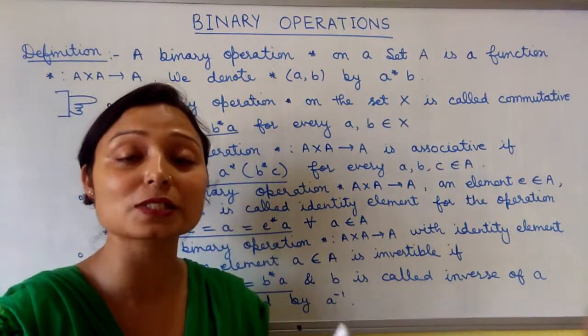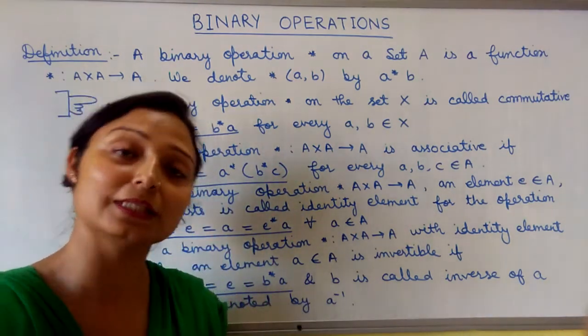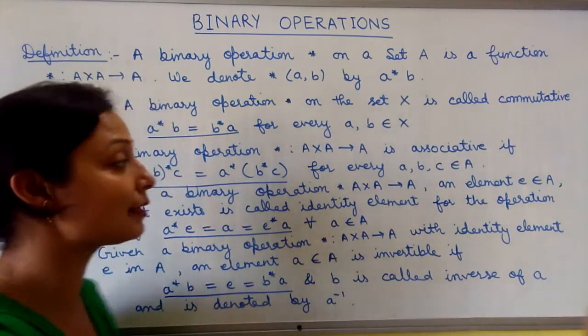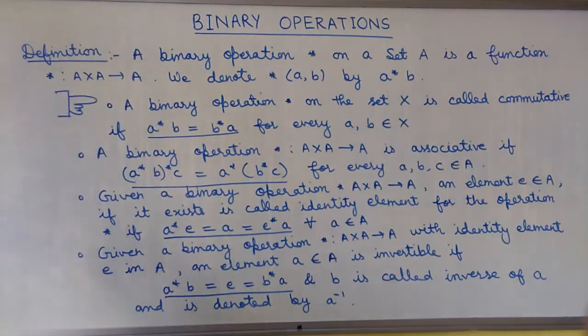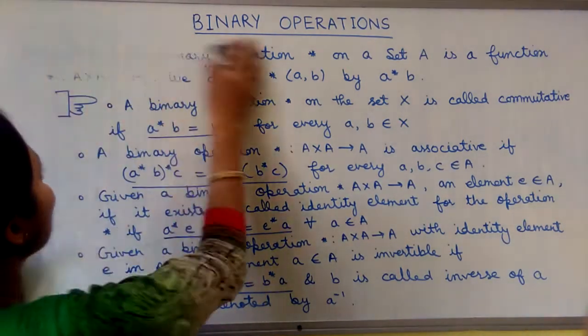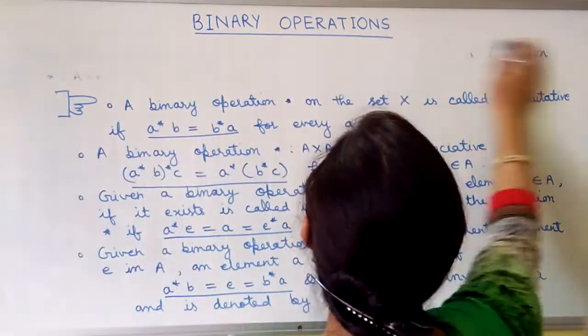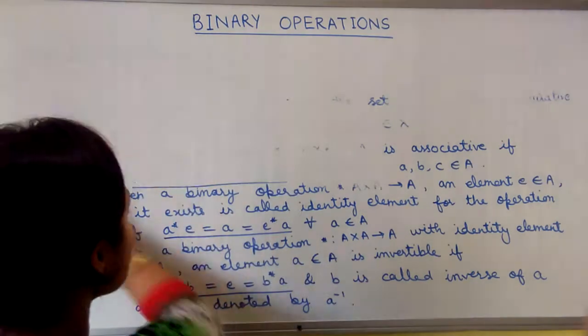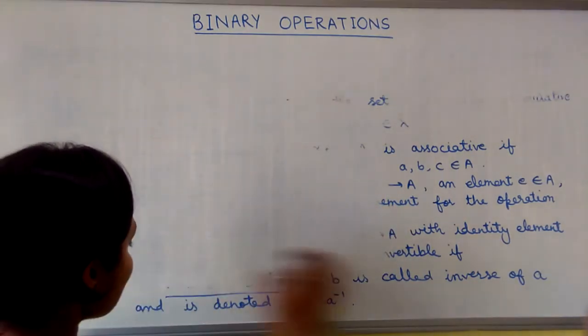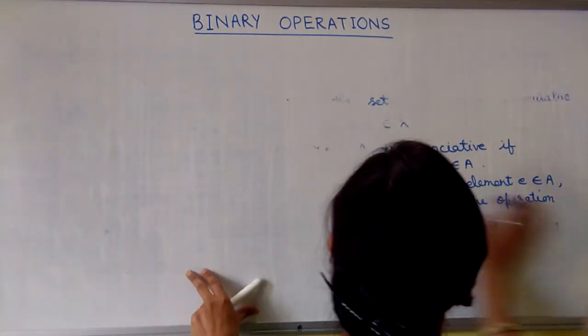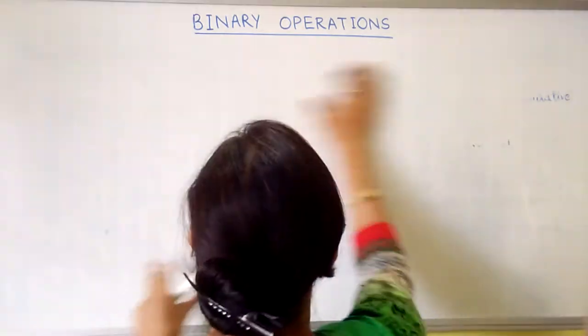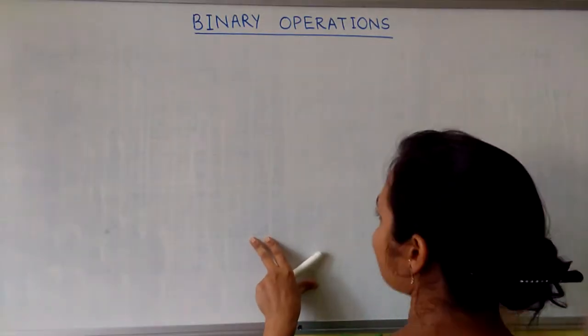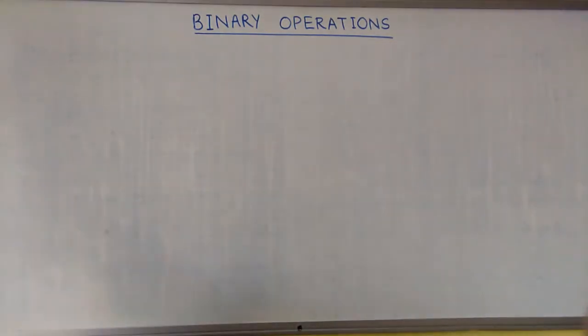But how can we solve questions on binary operations? Let's start. Before starting the questions, I will tell you one formula, for the number of binary operations. How can we find the number of binary operations? There is one formula, and by using that formula we can find only the numbers. What is that formula?